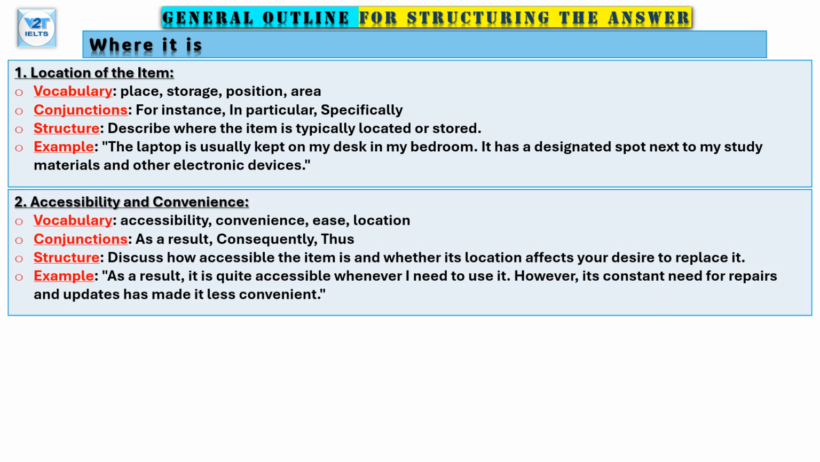2. Accessibility and convenience. Vocabulary: accessibility, convenience, ease, location. Conjunctions: as a result, consequently, thus. Structure: discuss how accessible the item is and whether its location affects your desire to replace it. Example: as a result, it is quite accessible whenever I need to use it. However, its constant need for repairs and updates has made it less convenient.